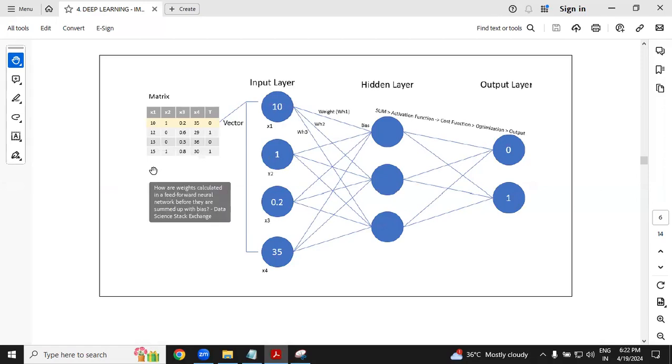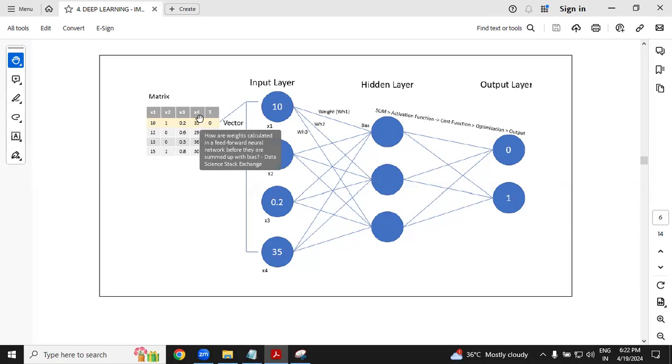Now, please observe this. Assume x1, x2, x3, x4 finally. This is exactly like an Iris dataset. I hope you already know its four features: sepal length, sepal width, petal length, petal width. Now x1, x2, x3, x4, and T means target. Here, how many features do we have? Four features, so four neurons are required.